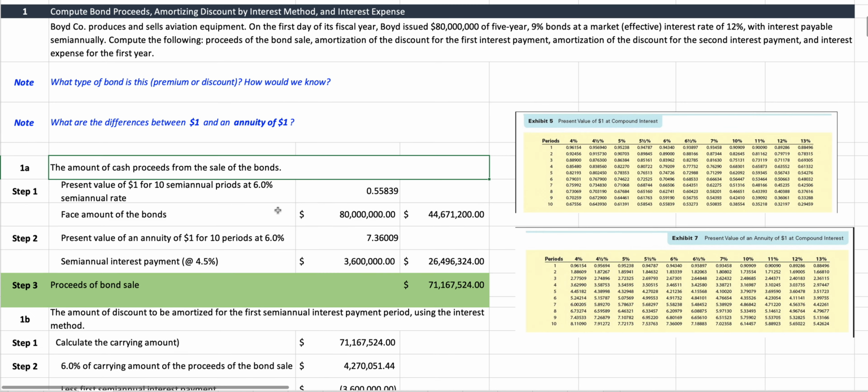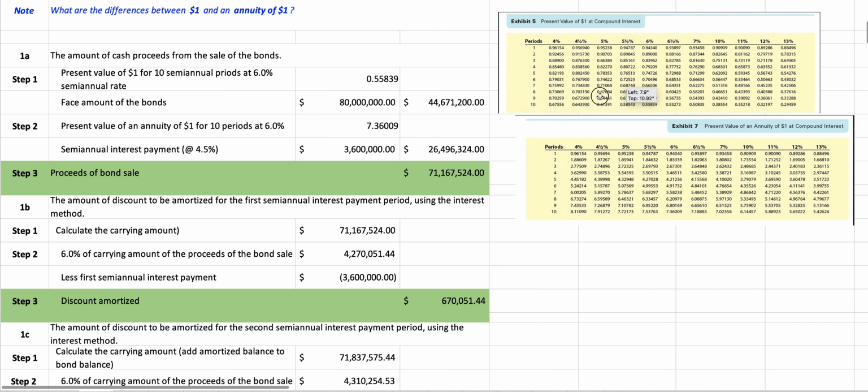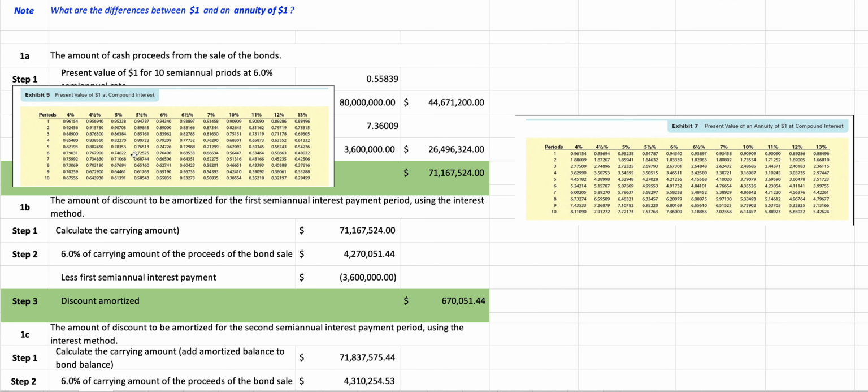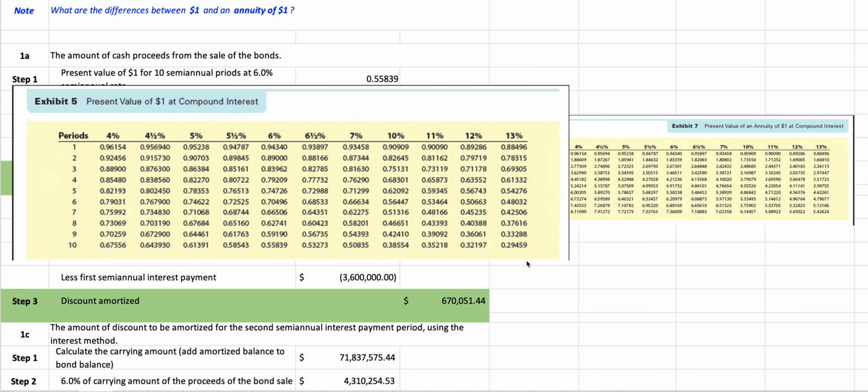The first thing we need is that present value number. So I'm going to bring down my exhibit 5, which is the present value of $1. I'm going to blow it up so that we can all see it. And so the present value of $1 for 10 semi-annual periods, and it's 10 because it was 5 years, but we're paying it in semi-annual payments, right? So that means we have 10 payments.